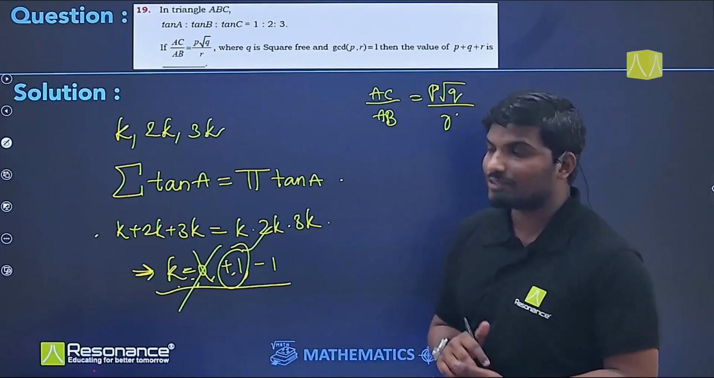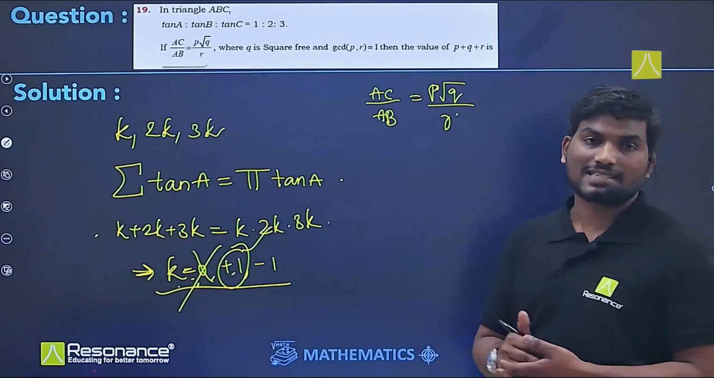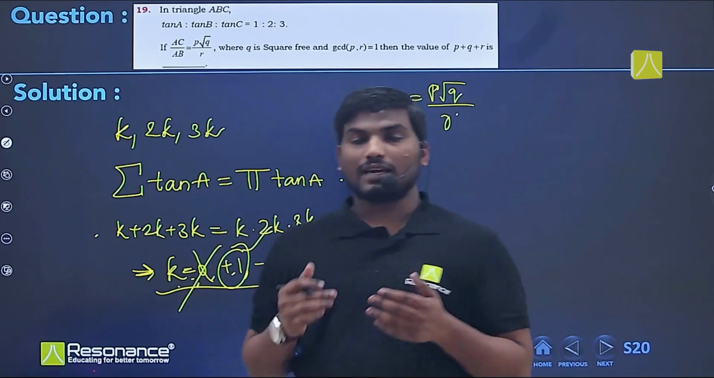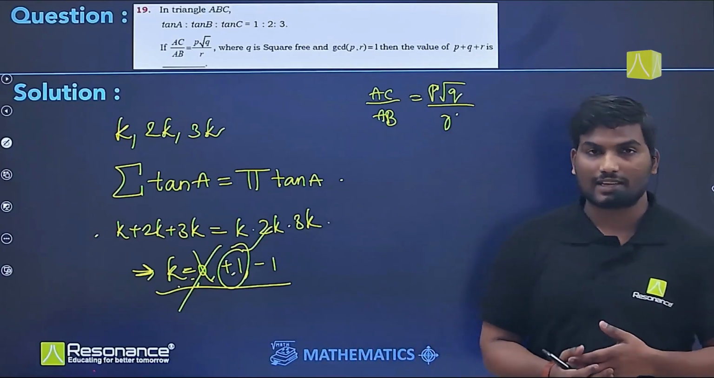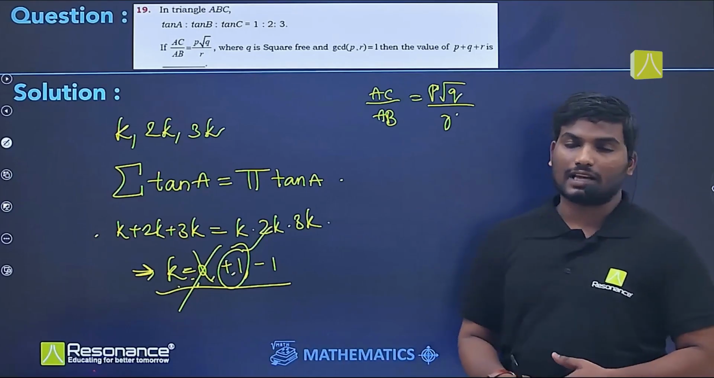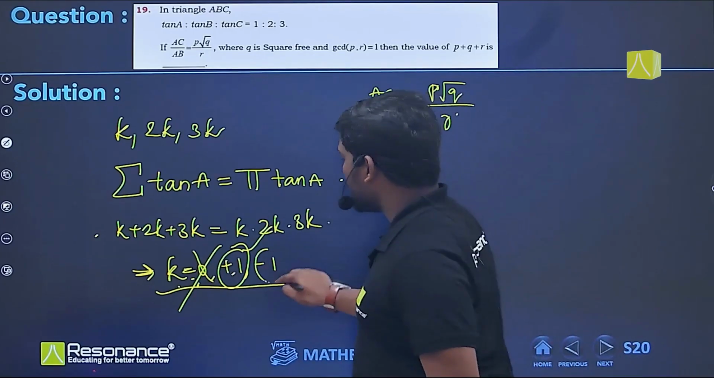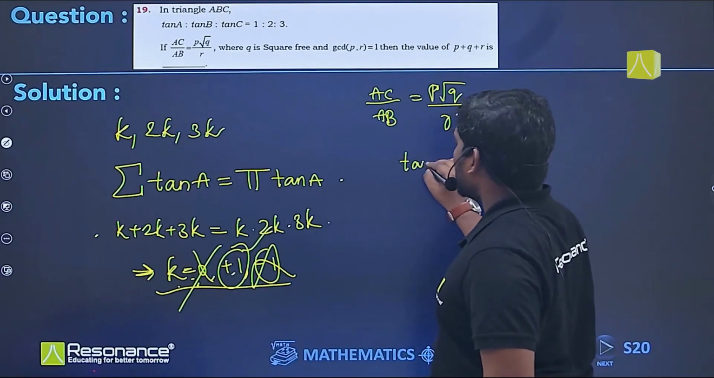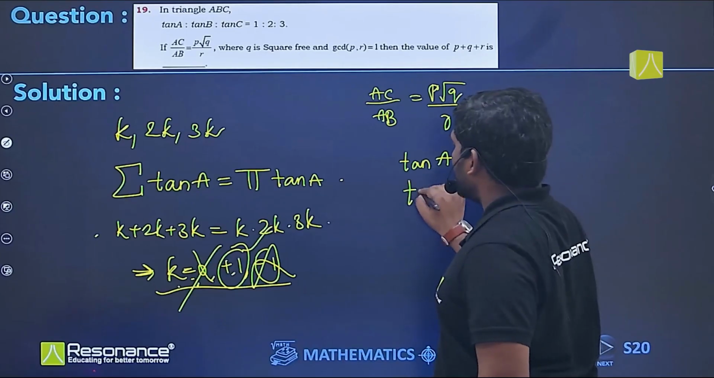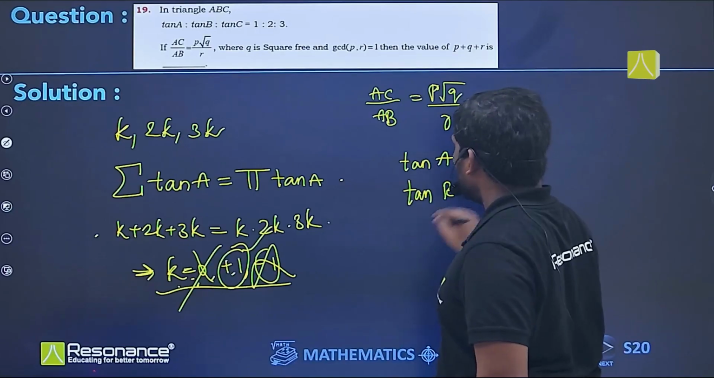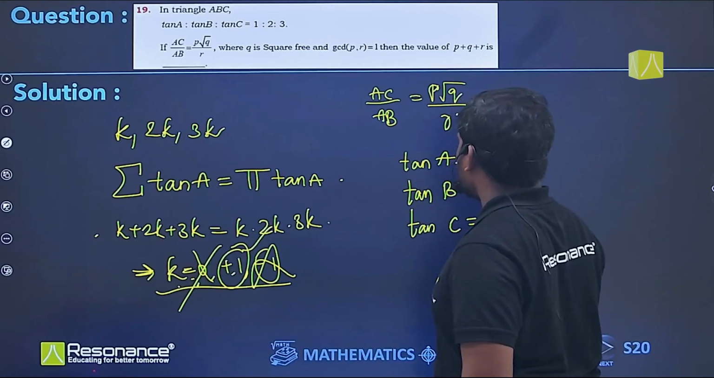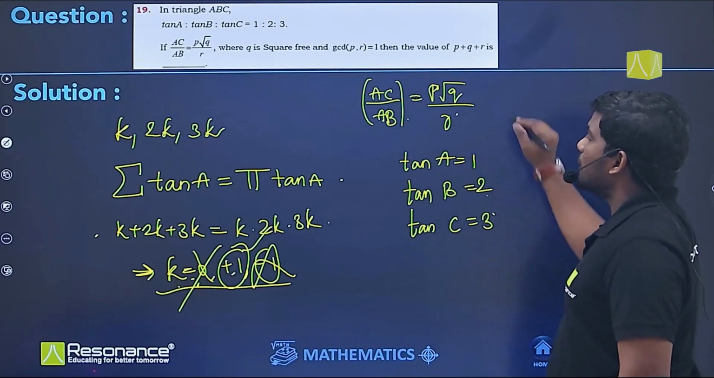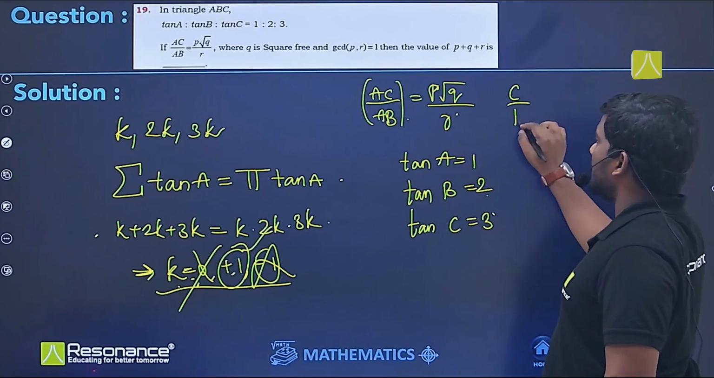K equal to minus 1 gives us tan A is minus 1, tan B is minus 2, and tan C is minus 3. For tan to be negative, the angle must be more than 90 degrees. But in a triangle, if one of the angles is more than 90 degrees, the other two have to be less than 90 degrees. So K equal to minus 1 is impossible, which implies tan A is 1, tan B is 2, and tan C is 3. And AC by AB, which will be AC will be b and AB will be c.